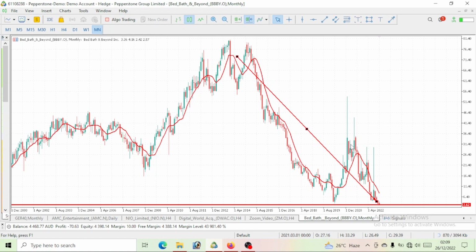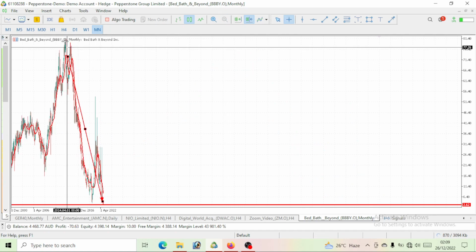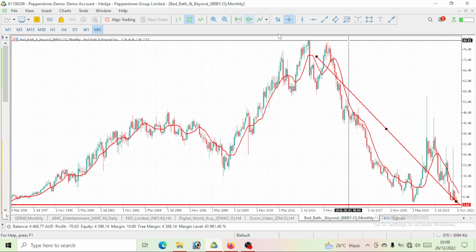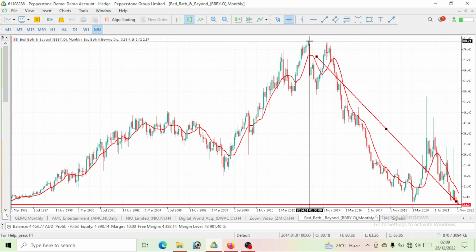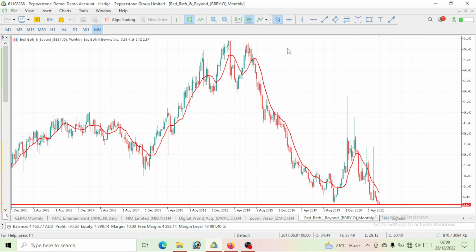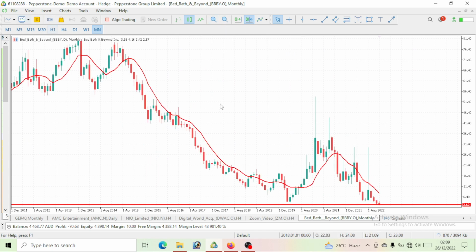That is one. This BBY got to its peak around 2014. It was trading at around $80 then. But since that period of 2014, price has been dropping and it has not even changed its movement upward. It has just been dropping and dropping. We see lower lows, then a pullback, lower lows, and a pullback.